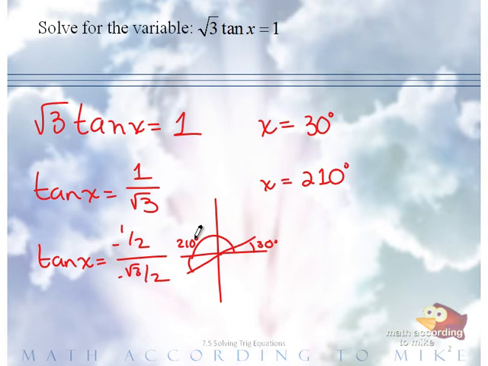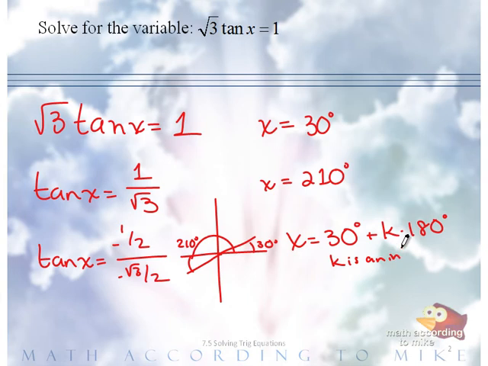So the way to write that mathematically would be x is equal to 30 degrees plus k times 180 degrees. What is this k you're talking about? K is any integer multiple of 180. So if you add 180, if you add 2 times 180, if you add 3 times 180, or integers could also be negative, so subtract 180, subtract 2 times 180, and so on and so forth. So you get to write k is an integer.